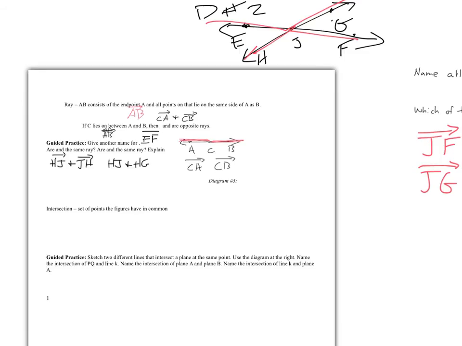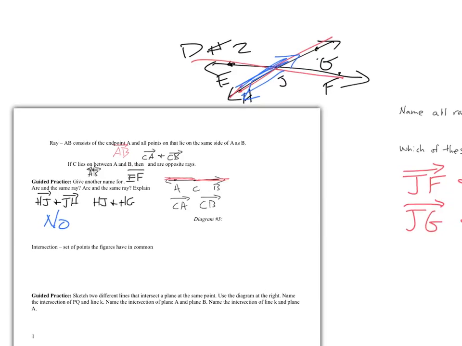So my guided practice again, it's missing some things that are on yours, but are rays HJ and JH the same ray? So if we look at our diagram, HJ, so I'll make this in blue, HJ, going from this point this way, and JH going from this point this way, are they the same ray? Do they have the same endpoint, first of all? And no, they do not. So that's a no, they don't. They have different endpoints.